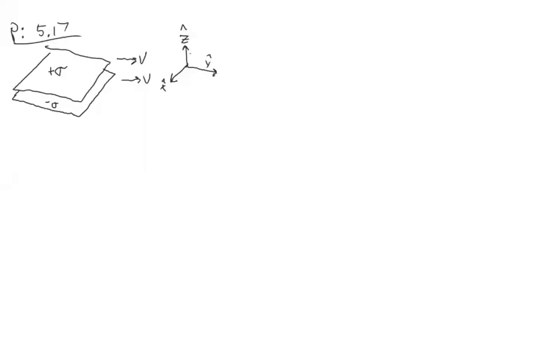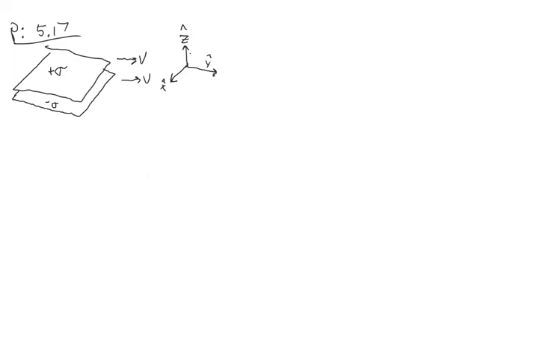Okay, hello everybody. My name is Jacob Payne, and today I will be presenting problem 5.17 for the bonus work assignment. Problem 5.17 states that a large parallel plate capacitor with uniform surface charge sigma on the upper plate and negative sigma on the lower plate is moving with a constant speed v, as shown in figure 5.43, which I've drawn in the upper left-hand corner.